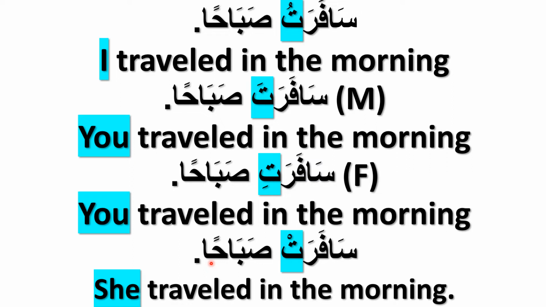As you notice, the past tense in the singular form finishes 4 times with ta, carrying different vowels. Tu for I, ta for you, masculine, and ti for you, feminine, and the ta with sukun is she. Only repetition can make you remember these meanings.